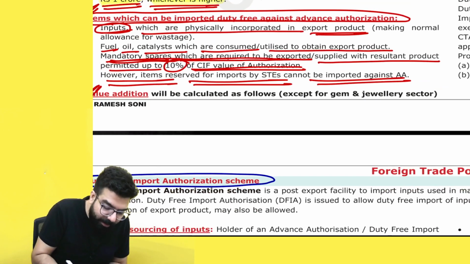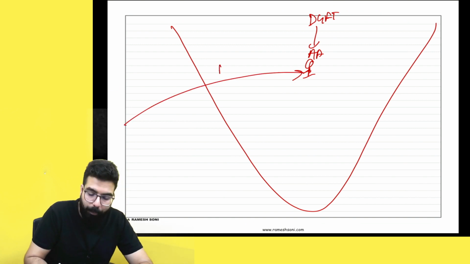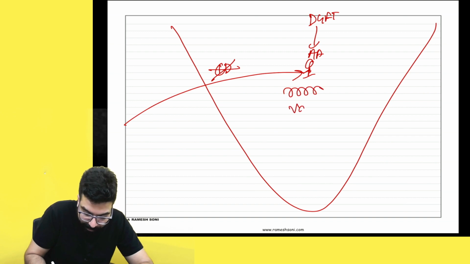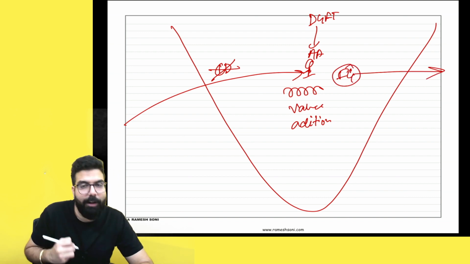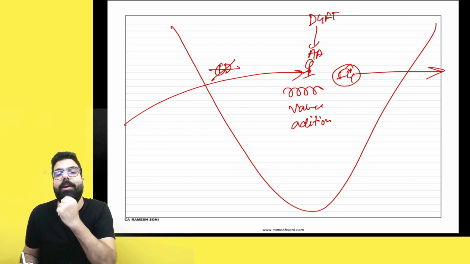Next, sir, what is the value addition I should do? You went to the DGFT and told the DGFT, please give me an advance authorization. I will import without payment of any customs duty, and I will do value addition in India, make the final product, final goods, and export. So they are telling when you export the final product, there should be some value addition.